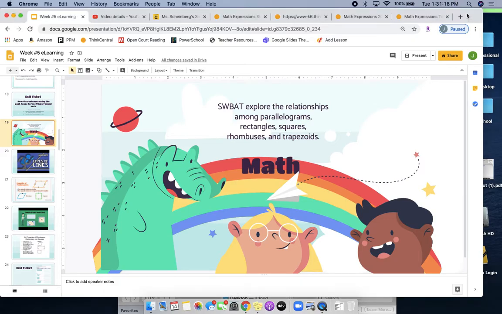Lesson for April 14th. Our objective for this lesson is to explore the relationships among parallelograms, rectangles, squares, rhombuses, and trapezoids.